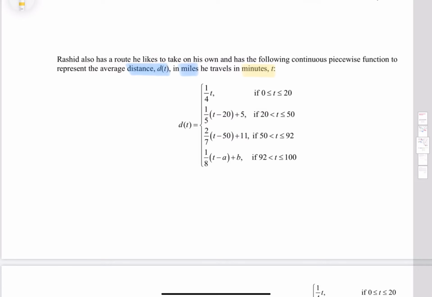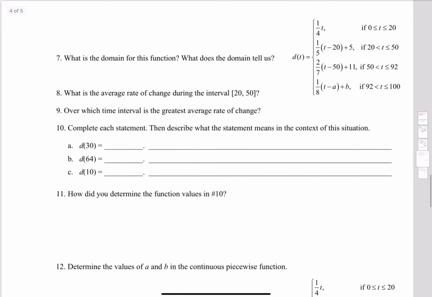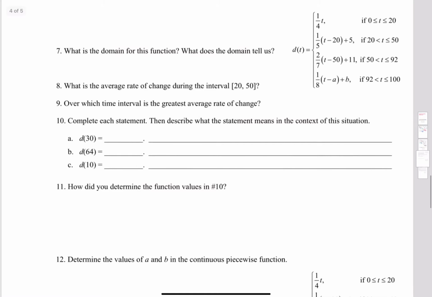So here's our piecewise function. Again, we have 4 pieces, 4 parts. So when we eventually graph this, we'll take a look at all 4 parts. But before we do that, we should be able to answer some questions. So just like before, we want to figure out, okay, well, what is the domain? What is the domain of this function here?